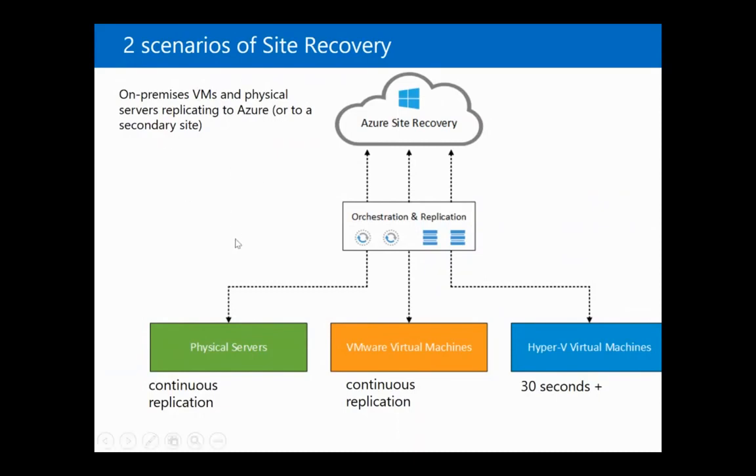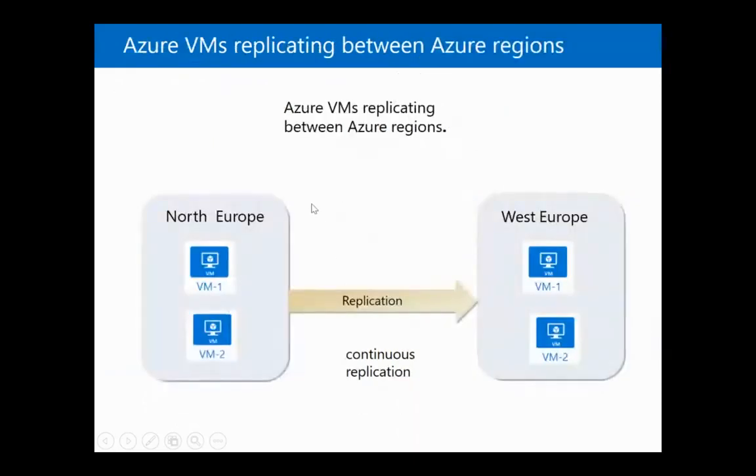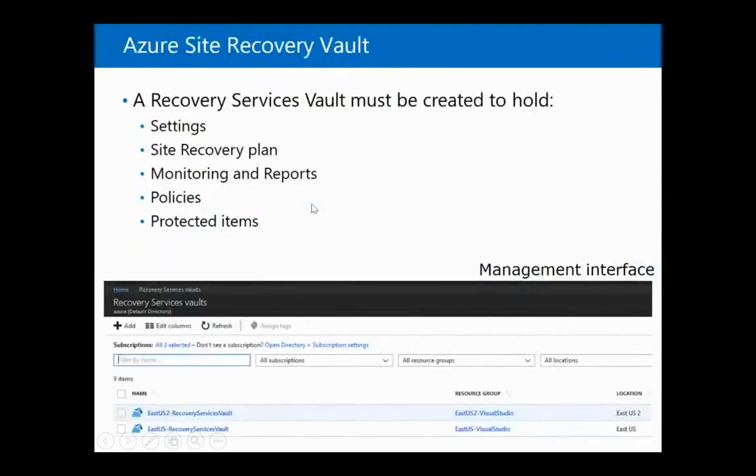So now, as we know, we have physical machines, we have VMware and we have Hyper-V. Let's deep dive into this. First thing that we have in Azure is a service called Azure Site Recovery Vault. Anyone and everyone should basically have an Azure subscription. Now, how to get an Azure subscription? Guys, a different topic, but just let me give you an overview.